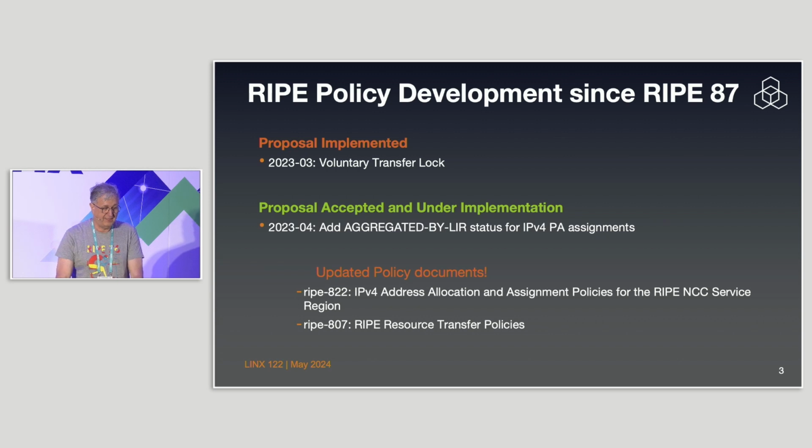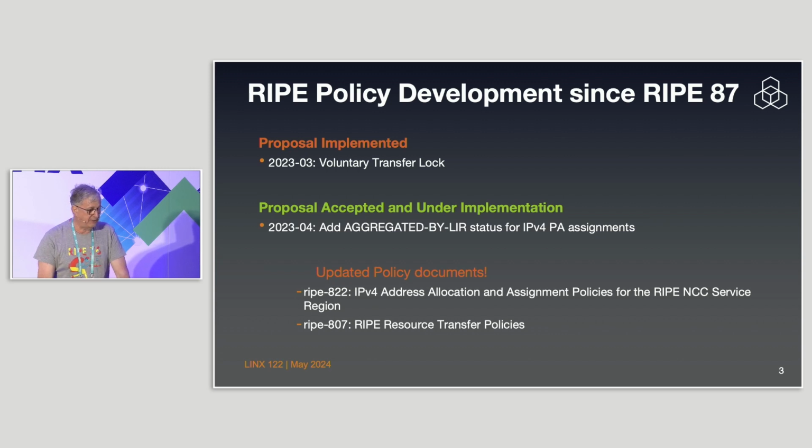Right, this is all that's happened since the last time, certainly since the last time I got up here. There is one proposal that's been implemented, the voluntary transfer lock proposal, which basically says, this is a chunk of my address space, I don't want you transferring it for a certain period of time. You can specify however long you want. So it's a way of preventing rogue employees transferring stuff away, is the idea. I'm not quite sure how practical it is, but there we go.